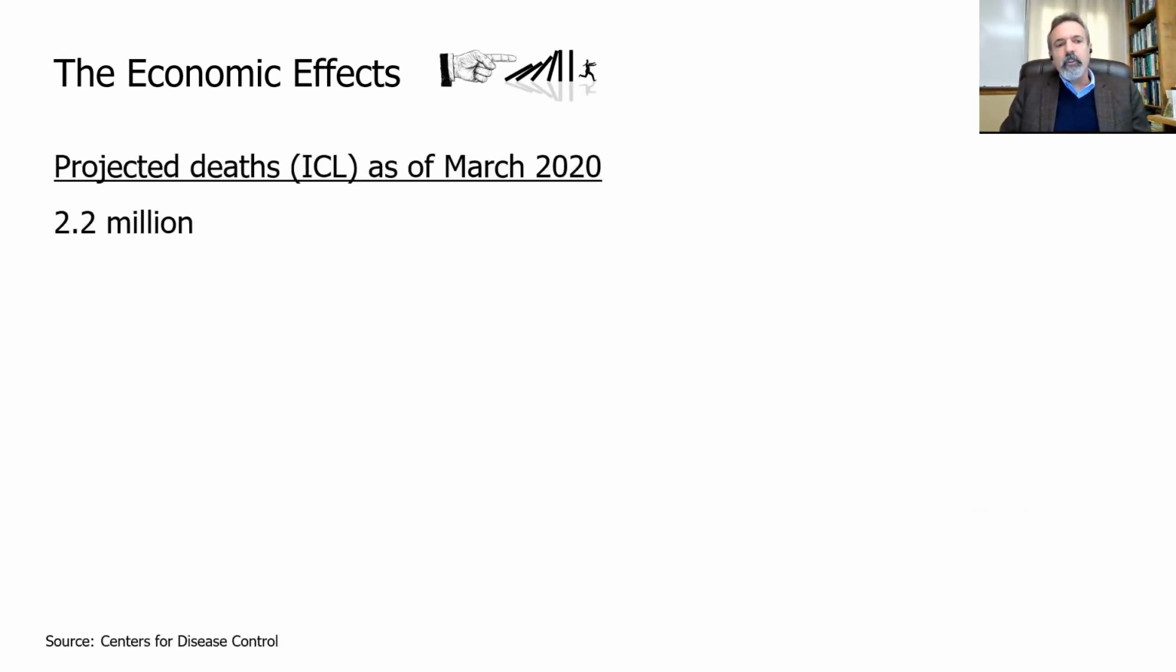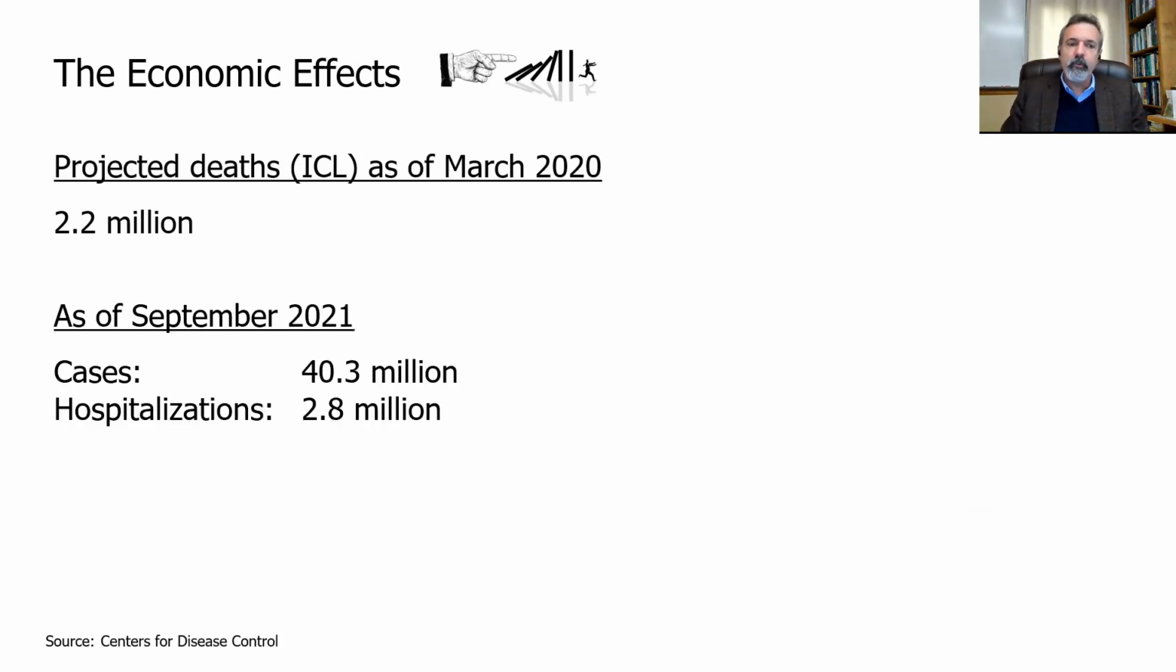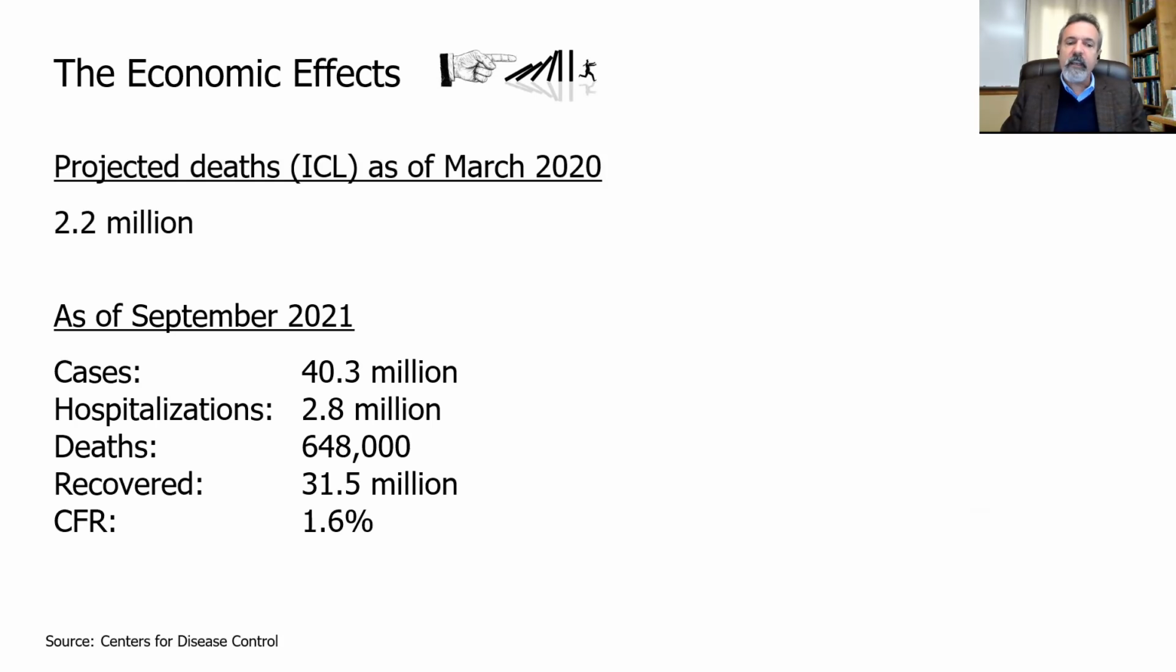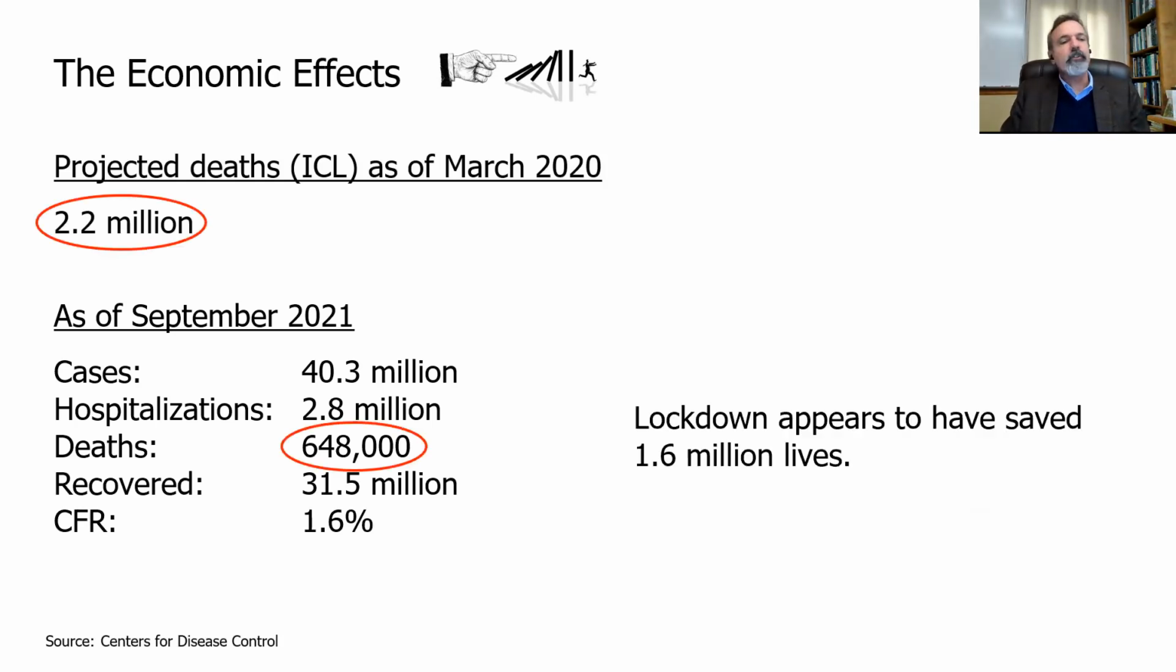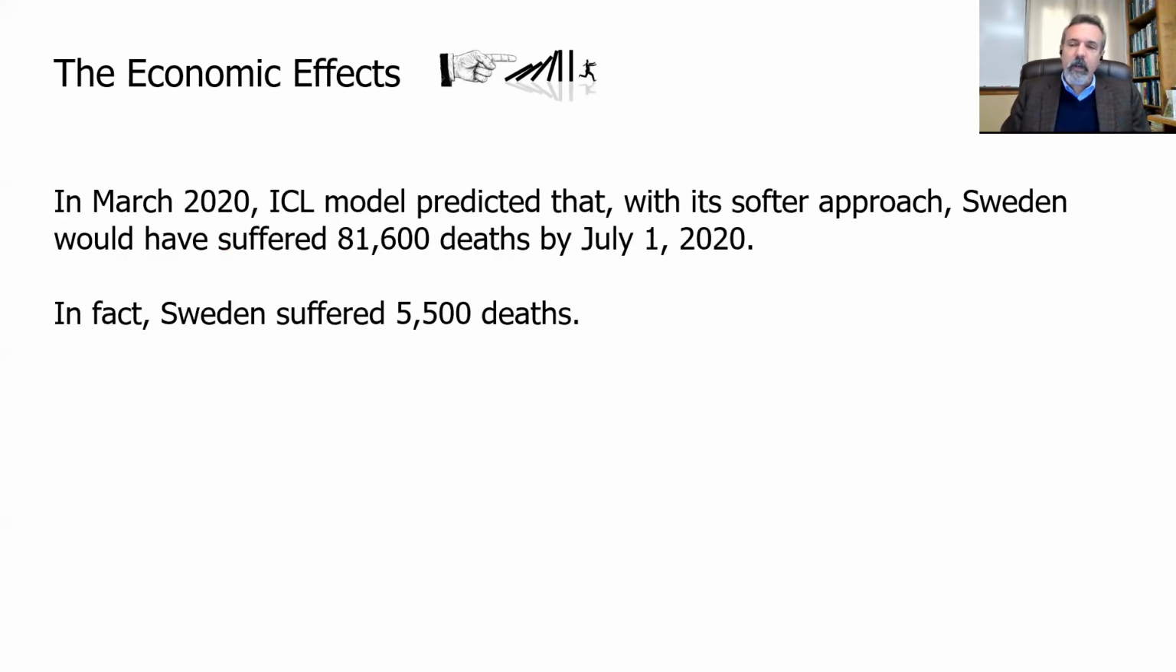The Imperial College of London estimated that we were going to face 2.2 million deaths. We actually faced 648,000. So a reasonable person would look at that and say, well, look, the lockdown saved 1.6 million lives. The estimate was 2.2 million Americans would die, only 648,000 died. That's 1.6 million lives saved. Yeah, but here's the problem.